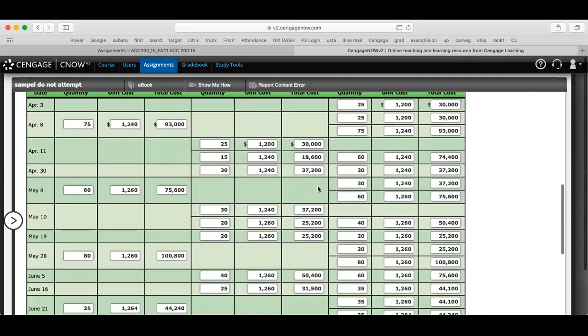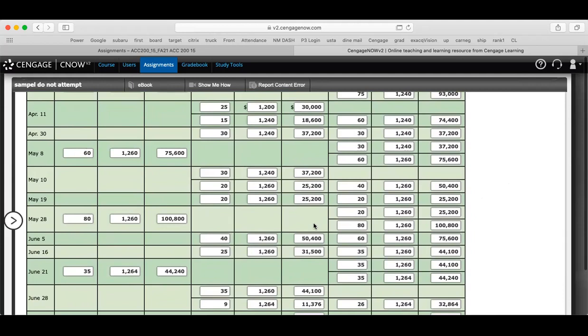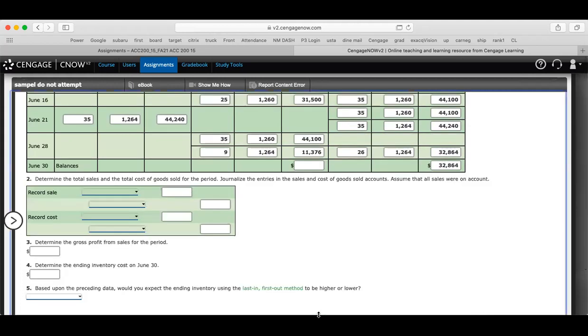Now, to get my total here, I have to add up the total cost in this column right here where this open cell is. So let me get my calculator out. 30,000 plus 18,600 plus 37,200 plus another 37,200 plus 25,200 plus another 25,200 plus 50,400 plus 31,500 plus 44,100 plus 11,376 equals 310,776.